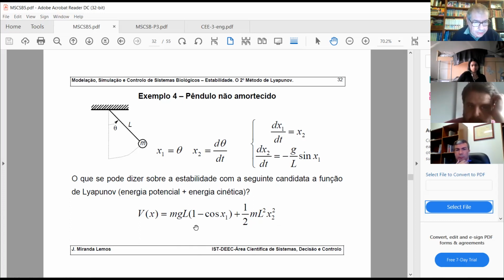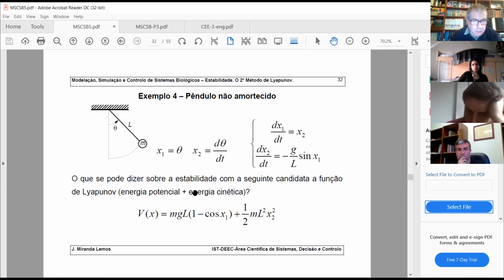This is the potential energy, which is basically the energy that you need to raise this mass for this distance. That's why this term appears, 1 minus cosine of x1, the cosine of the angle. And this is the kinetic energy, which is the rotation. So you have here the square of the angular velocity. So let's believe this is correct. You don't have to give an interpretation to the Lyapunov function.